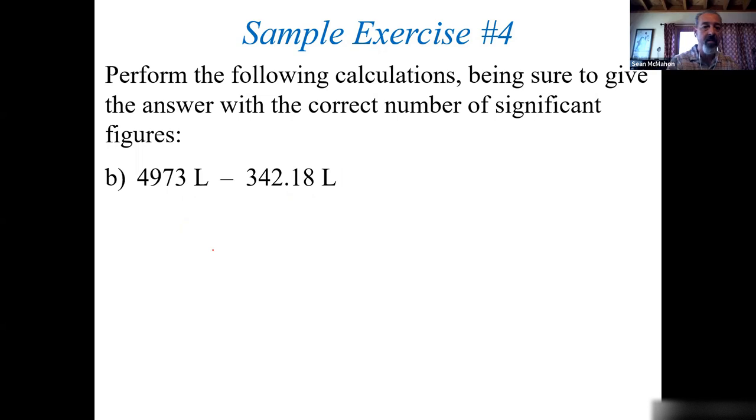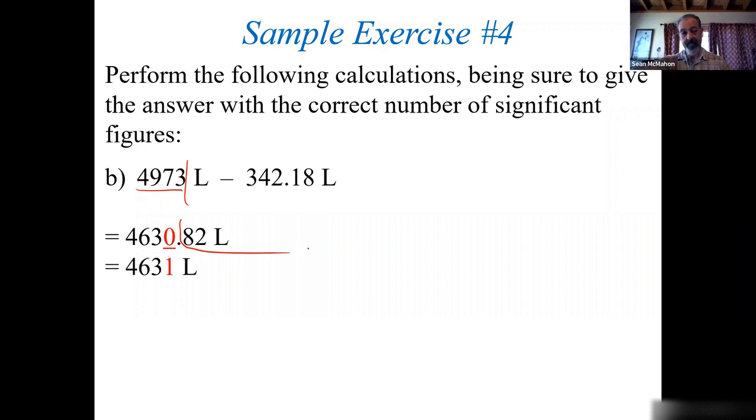B, I'm subtracting. This goes to the ones, this goes to the hundredths. The ones is less precise. I should only go to the ones. So just to avoid confusion, I'll erase that. So I go to the ones, not all the way to the hundredths. And I'm going to drop all this. That's an 8. So what do I do? Round up.